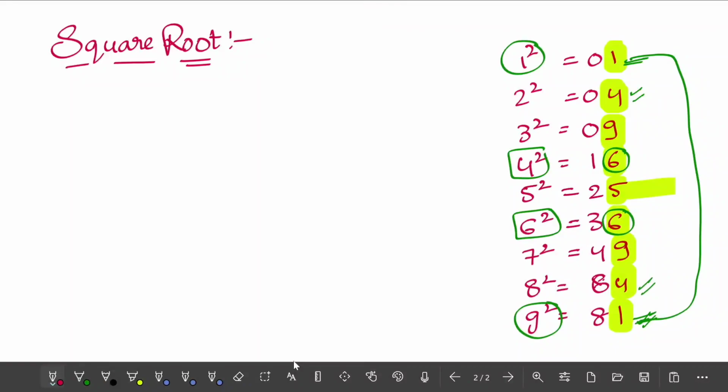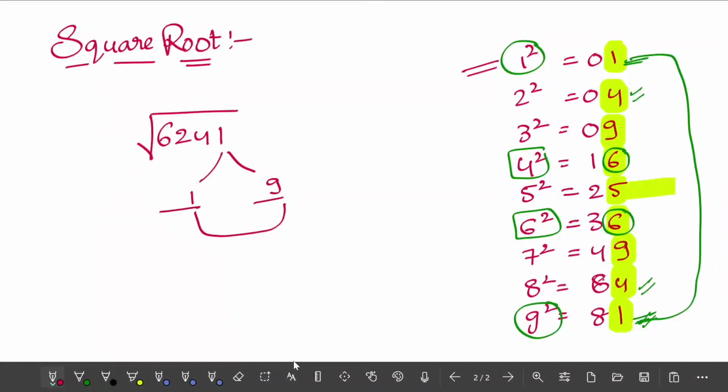Let us take 6241. Find the square root of this number. Now that we have unit digit 1, either the answer should have 1 as its unit digit or the answer should have 9 as its unit digit. Only with these two numbers as unit digits, this unit digit 1 is possible. Clear?